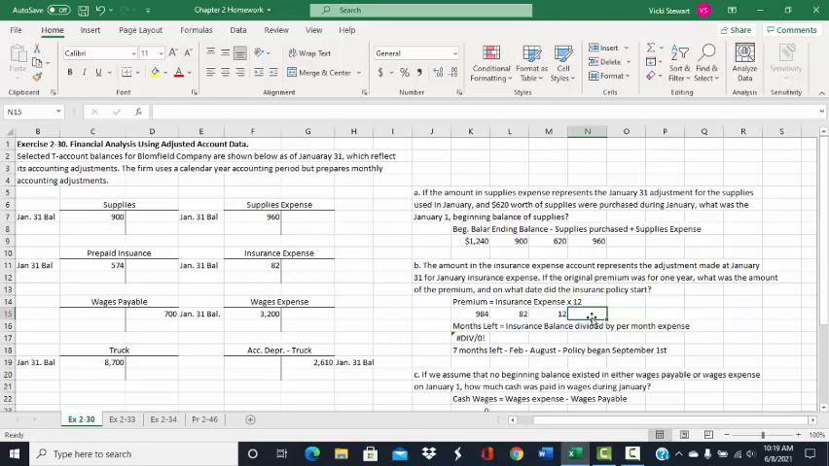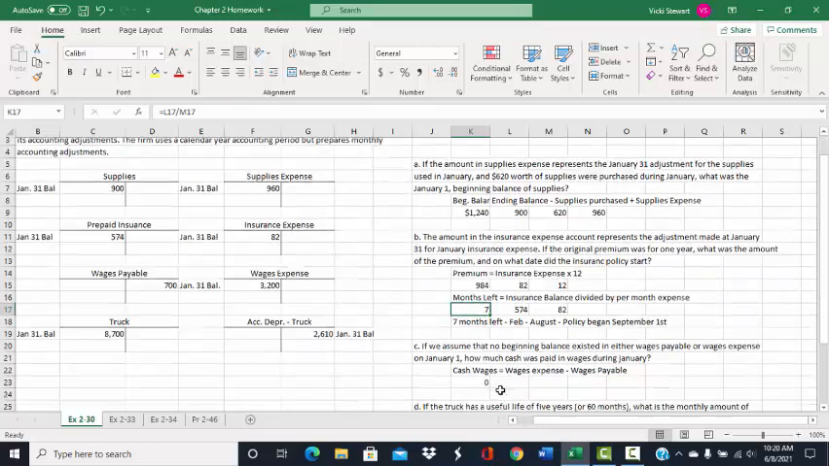The other question they're asking us is, on what date did the insurance policy start? Okay, so we know what we have left in our prepaid insurance, $574. We know that we expense $82 a month. So we want to see how many months are left. We have 7 months of insurance left. If we count forward, starting with February, we get February, March, April, May, June, July, and August, 7 months. That means that the policy had to have started on September 1st.